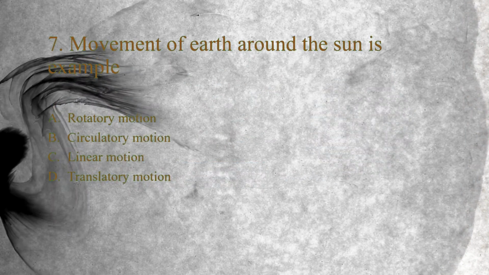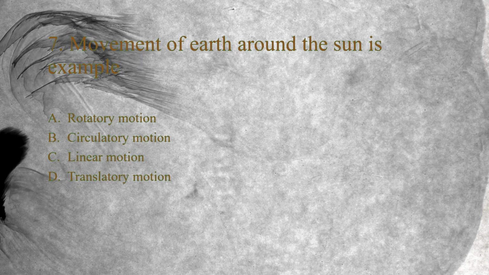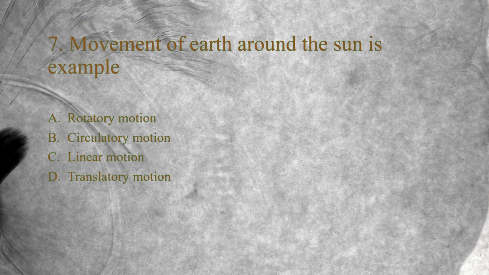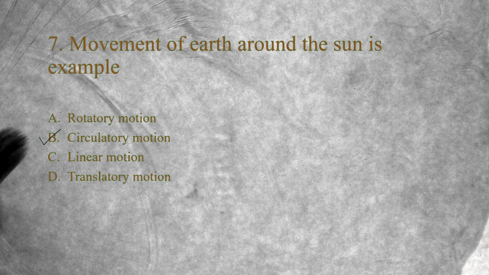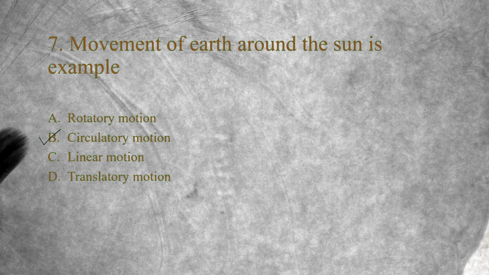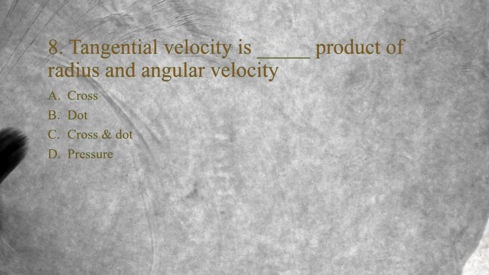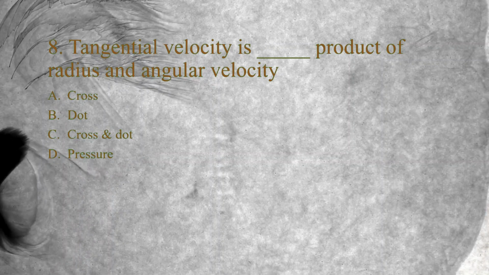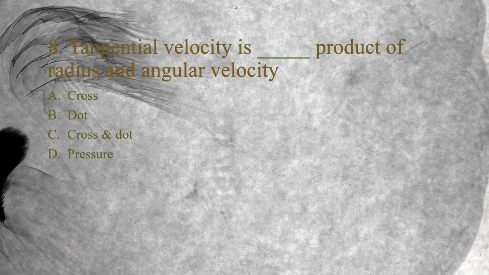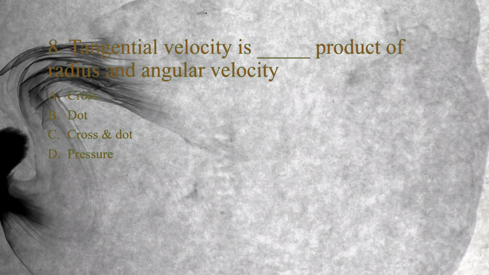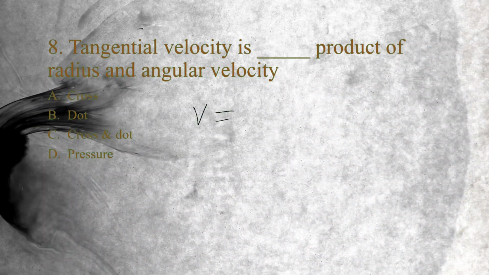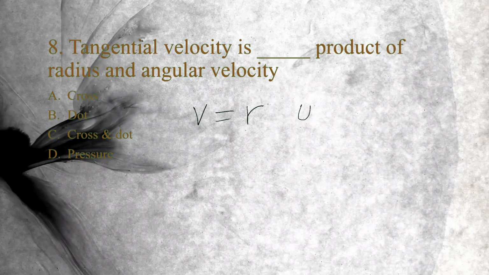So the movement of earth around the sun is an example of circulatory motion. It's a very easy MCQ. Next: tangential velocity is dash product of radius and angular velocity. So students, tangential velocity is also known as the linear velocity. It's a product of radius and angular velocity.